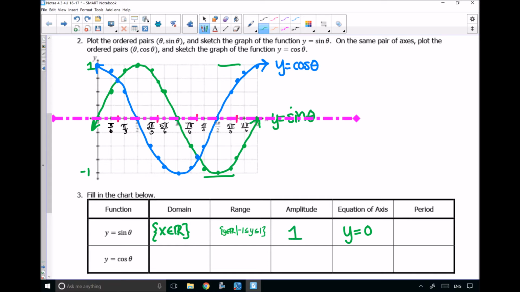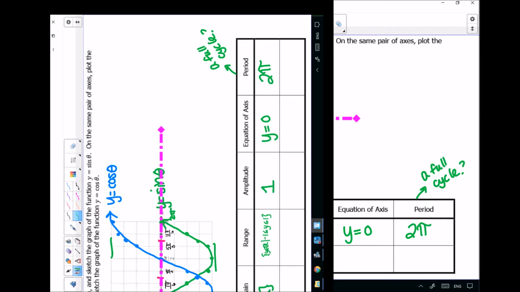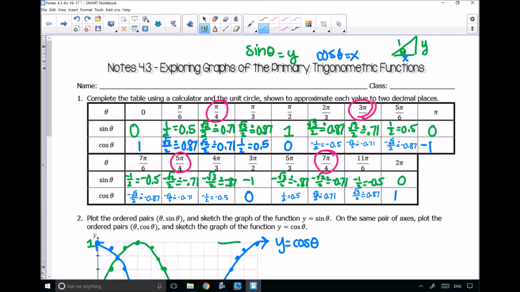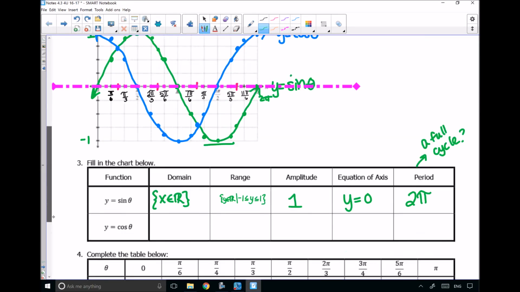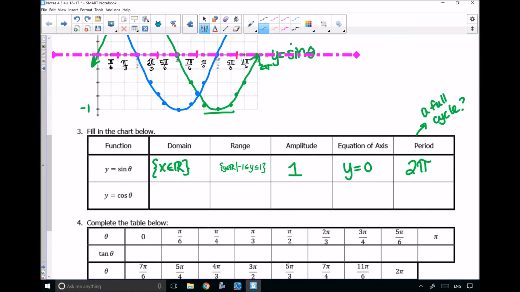Okay, and then the period right here is how long it takes to complete a full cycle. So how long is it going to take to complete a full cycle? It's going to take 2 pi to complete a full cycle because that's where we ended right here. We ended at 2 pi. Just like we did before in our 3U class, 360 is a full cycle right here. So we know that 2 pi is 360 degrees, okay? I want you to try the cosine one and then come back to me to see how you did.